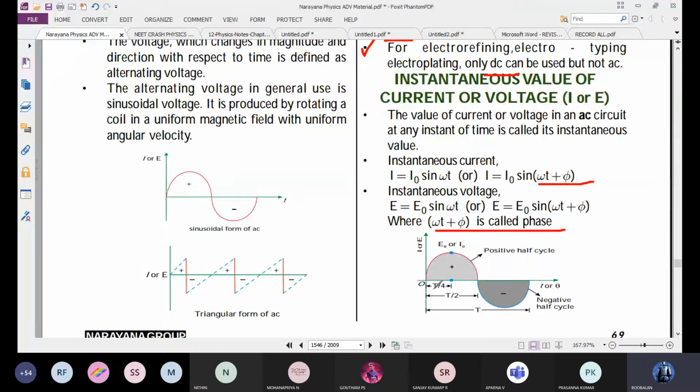The half of the cycle is T by 2, and the quarter is T by 4. This is a complete cycle, one cycle, that is T. Half of the cycle is T by 2, 25% is T by 4. Complete cycle, T. Please note down and everyone draw the diagram also.